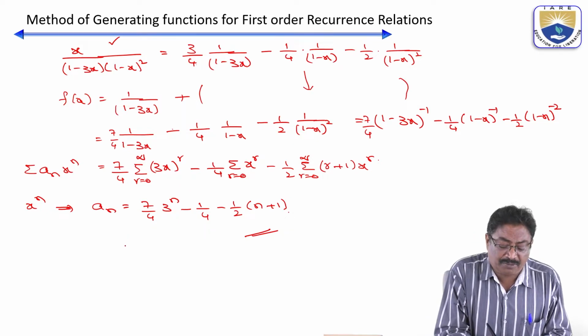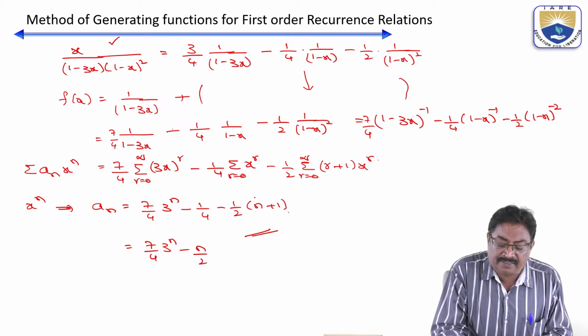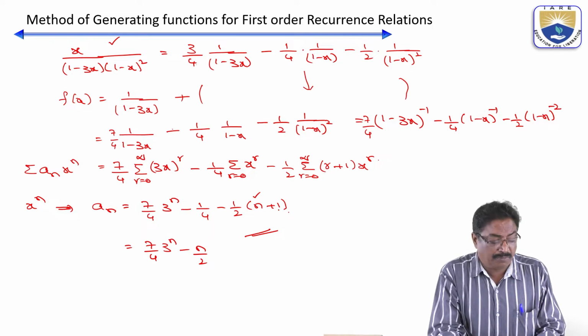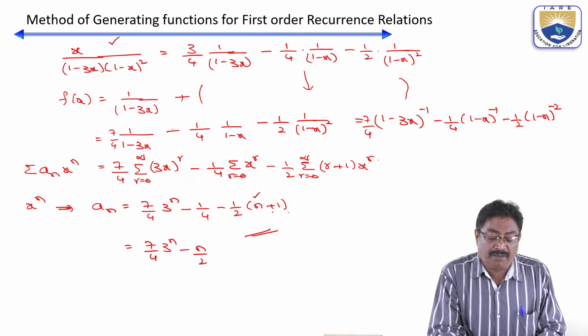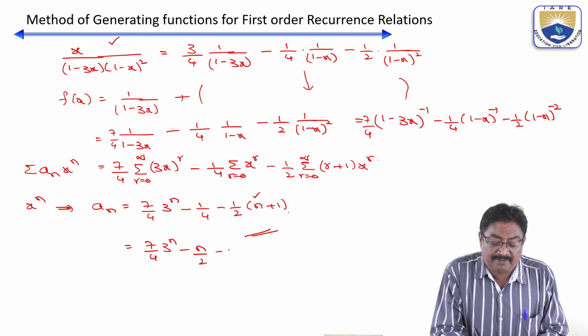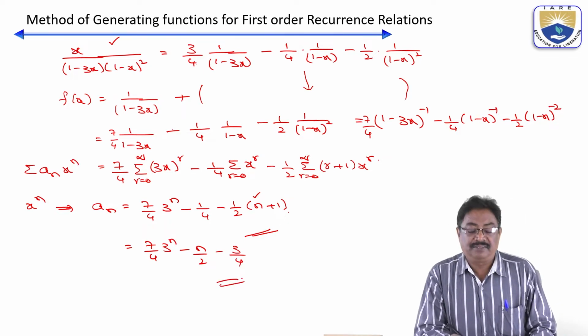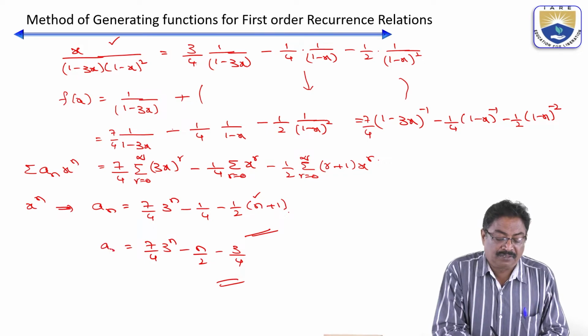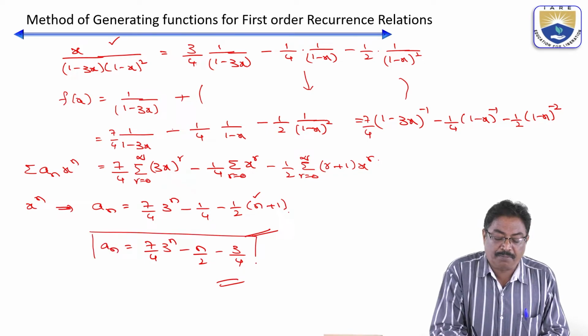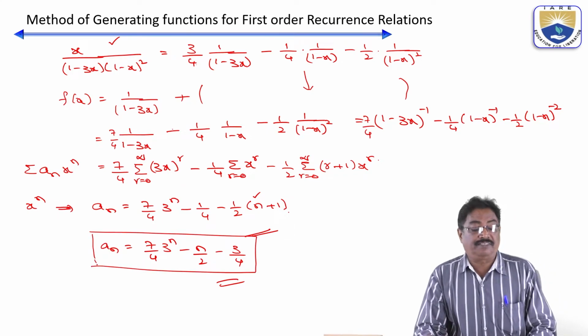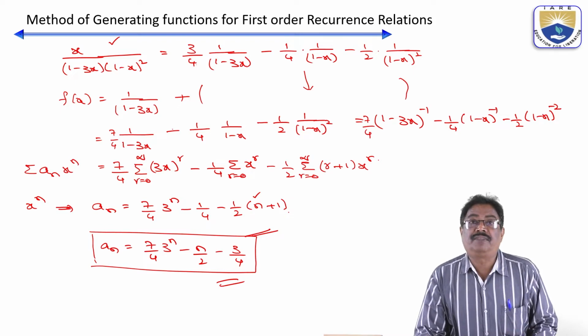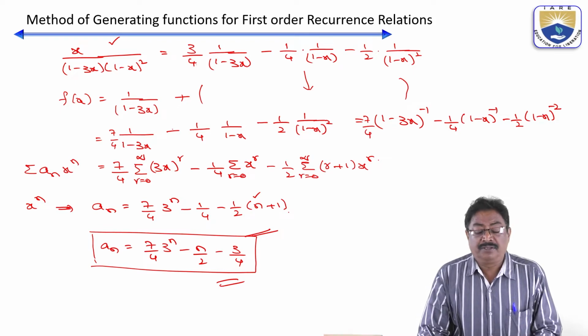Or else if you want to simplify further, so 3 power n, so minus n by 2, this is minus 1 by 2 minus 1 by 4. So it is minus 3 by 4 that I am going to get. Either you can keep that, or else this is the simplified version of the above relation. So this is the solution of the given recurrence relation.